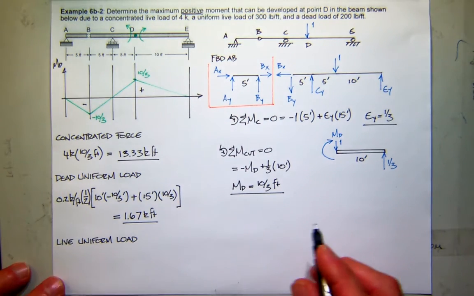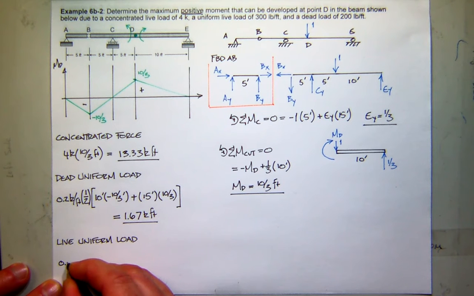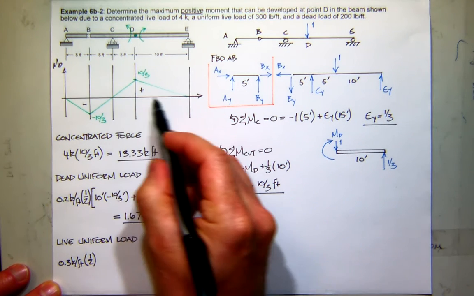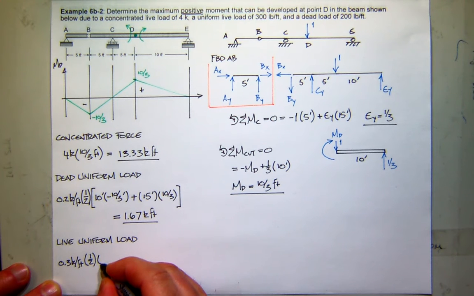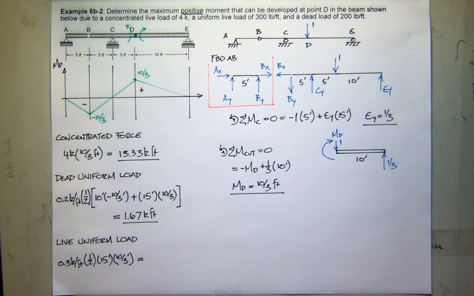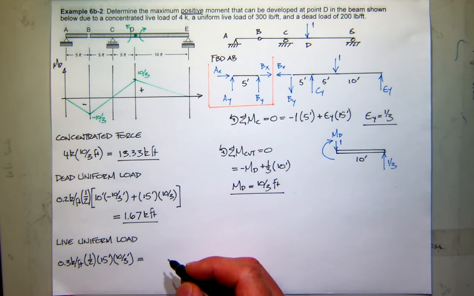So the live load has an intensity of 300 pounds or 0.3 kips per foot. And when I multiply it by the area of the influence line, I'm only considering the positive area. So the base of that area is 15 and the height is 10/3. So somebody compute that for me. 150 divided by 6 times 0.3, whatever that is. 4.5? Anybody else get 4.5?